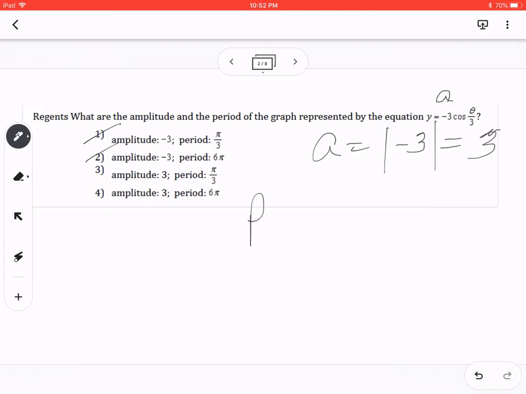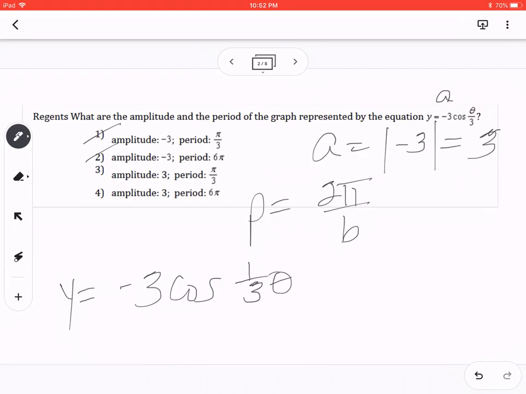In order to find the period, the formula for period is 2 pi over b, where b is your frequency. We're going to have to look closer at this equation, and we're going to make it negative 3 cosine. Instead of putting theta over 3, we can rewrite that as 1/3 of theta. And now it's obvious that the b value always comes in front of the x or the theta, whatever your input is. The b value here is 1/3.